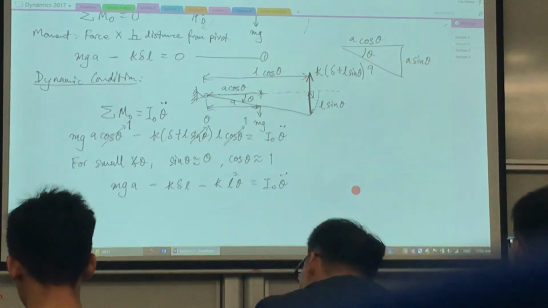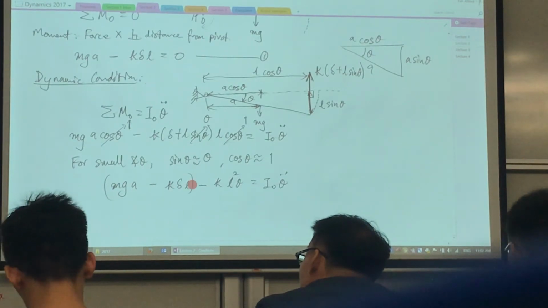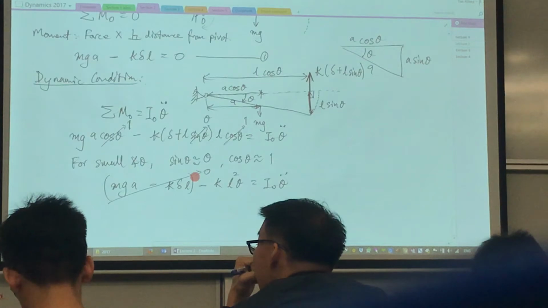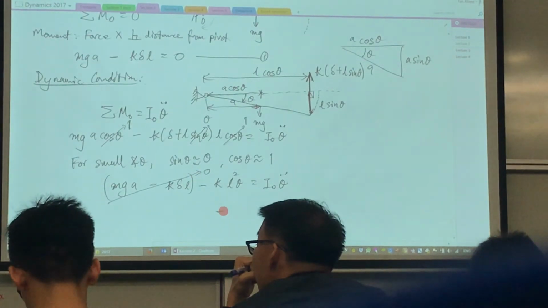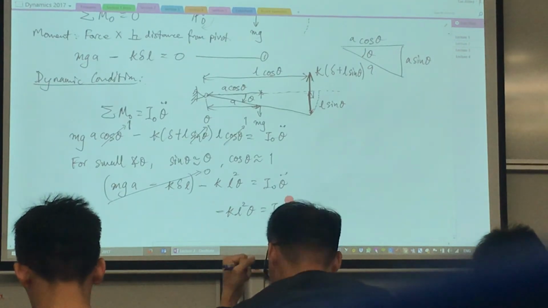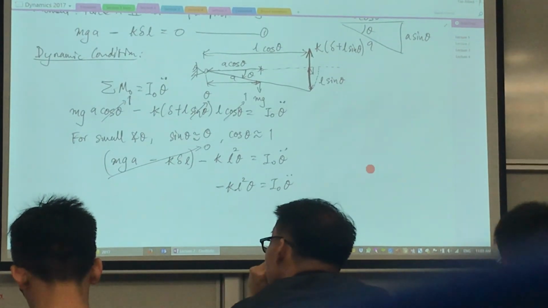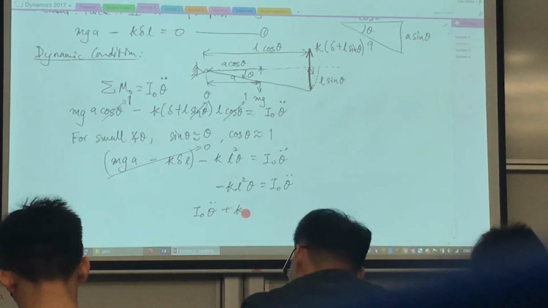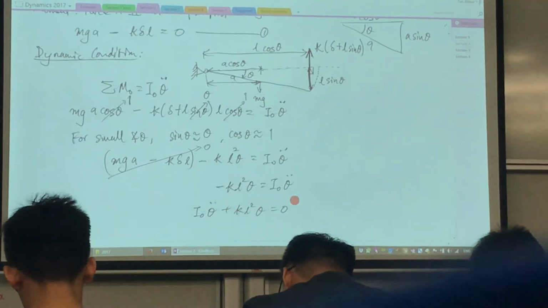So I can see that this term over here is the same as the static condition. So this is equal to 0. So one left, minus k L squared theta, is equal to I naught theta dot dot. Re-expressing this, I naught theta dot dot plus k L squared theta equals 0.